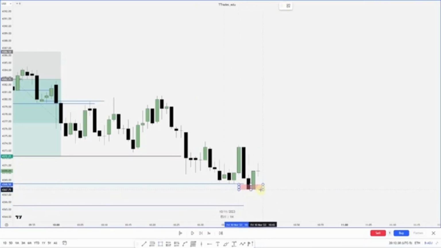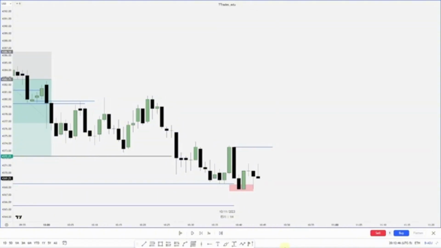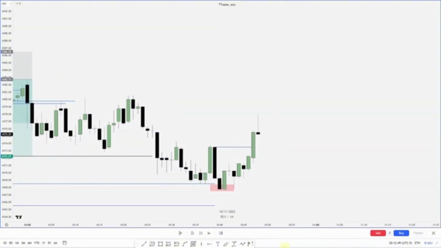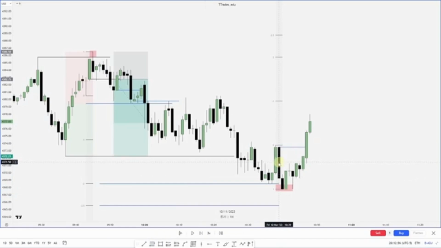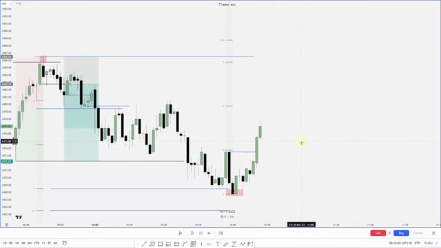So if this is going to become manipulation, I'd want to see a change in the state of delivery or price close over the series of down close candles here. And price does do that. So the next thing I do is I look to project out this manipulation. I look to our left. What do we have resting in the -2 to -2.5? We have an old high. So that will be my first target.